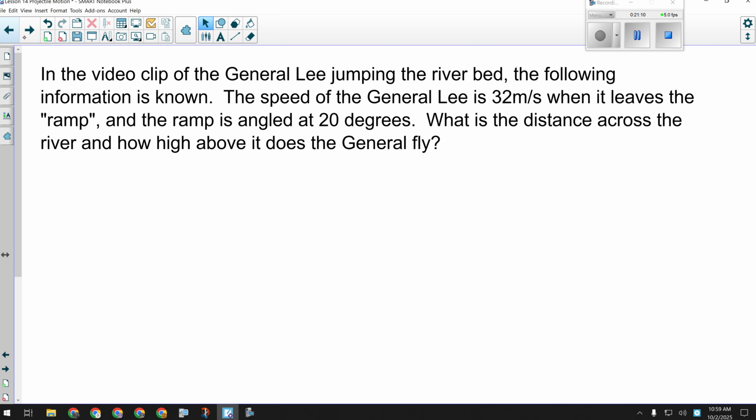Anyway, I'm going to show you one jump in particular, and then we're going to do a little calculation. This is the first jump in the series that they ever did.